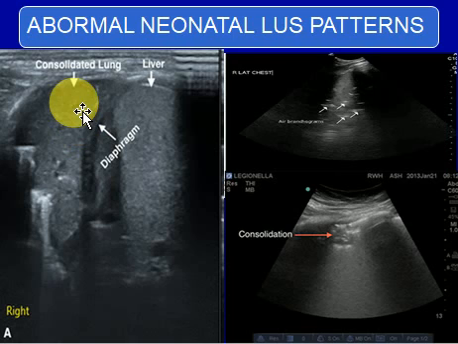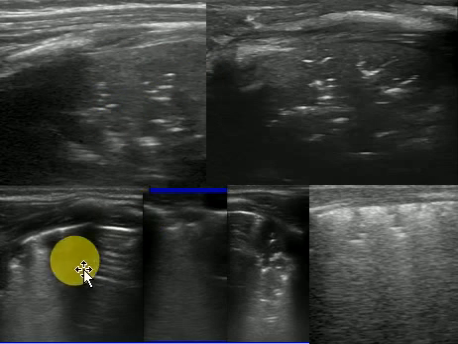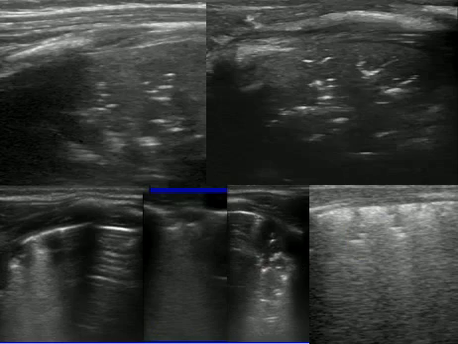See, this is consolidation, tissue-like sign. This is the liver, this is the diaphragm. This is the lung, consolidated lung. This is subpleural consolidation. Here, air bronchogram, collapsed lung, retracted lung, air bronchogram. Subpleural consolidation.